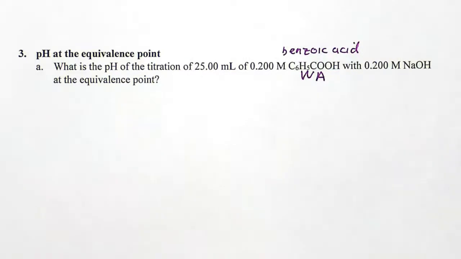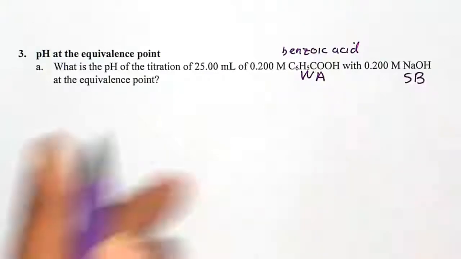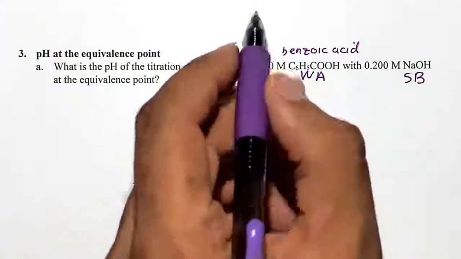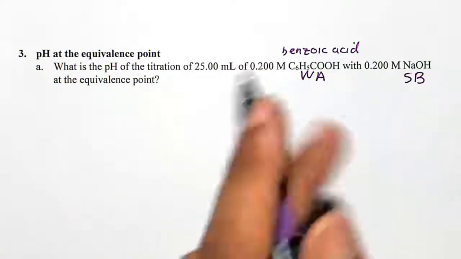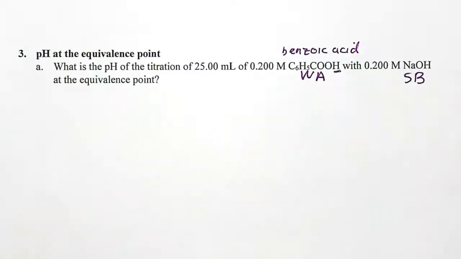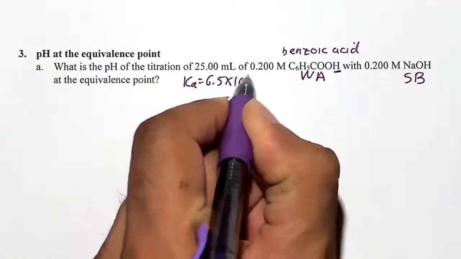And what are we reacting it with? We're reacting this with sodium hydroxide, which we know by now is a strong base. So if we have a weak acid, the Ka value is something that we have to take into account when determining how well this particular acid is going to give off that proton. So in order to do this problem, we'll need the Ka value of benzoic acid. Ka for benzoic acid is going to be 6.5 times 10 to the minus 5.